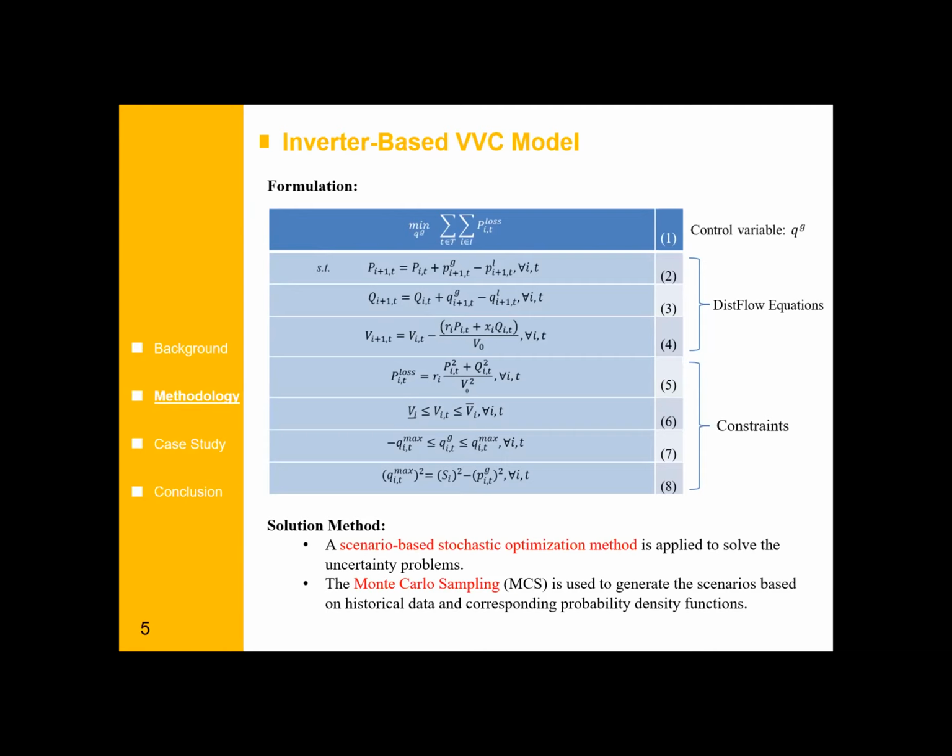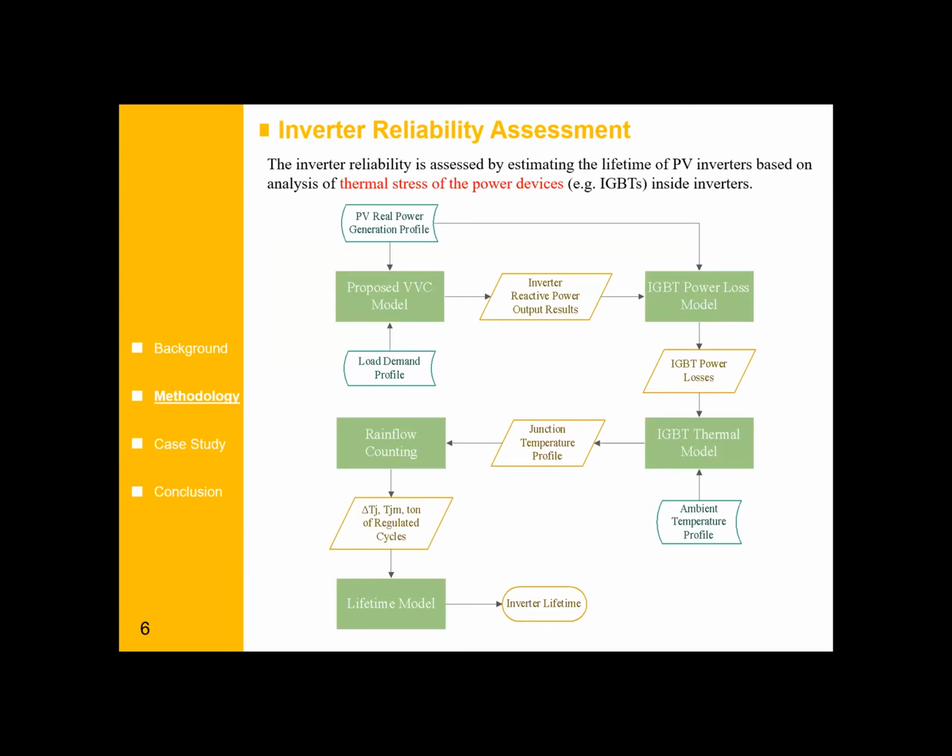So the second is the inverter reliability assessment. The inverter reliability is assessed by estimating the lifetime of the PV inverters based on the analysis of the thermal stress of the power devices, for example, the IGBT modules inside the inverters. This paper assumes the IGBTs as the main power device. And the flowchart shows the main process.